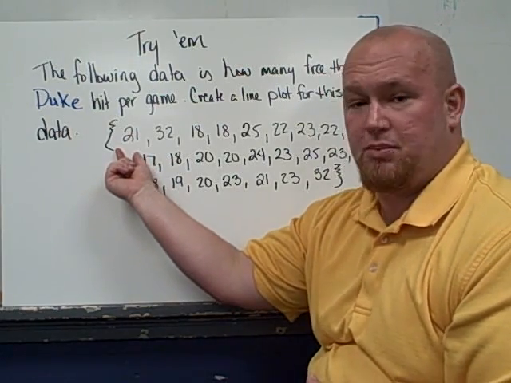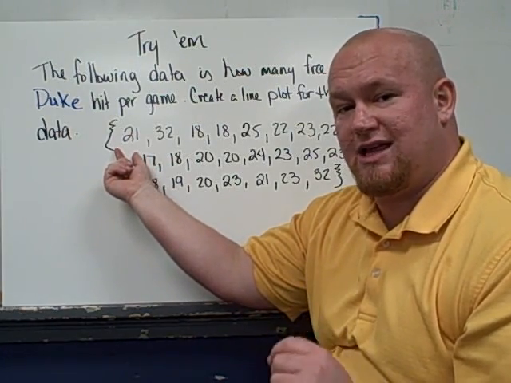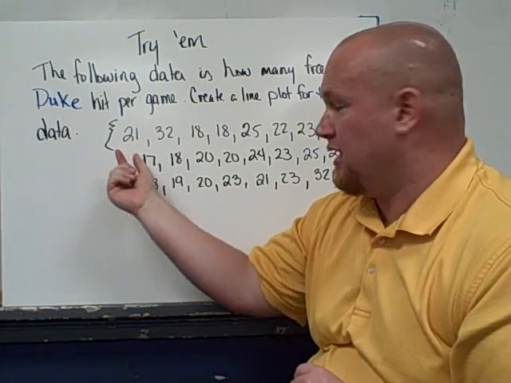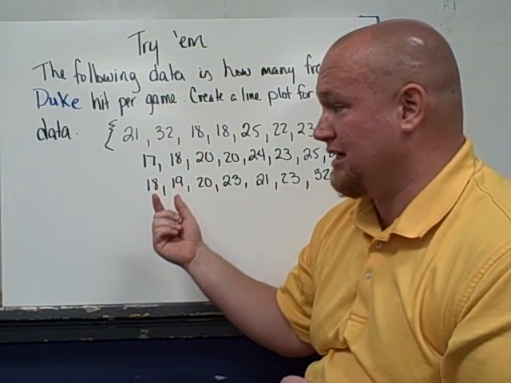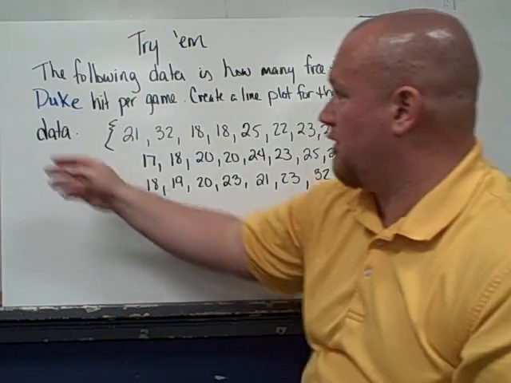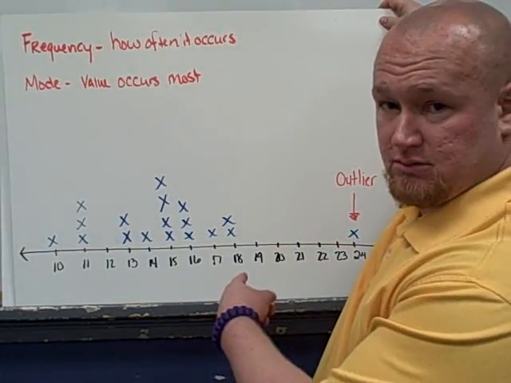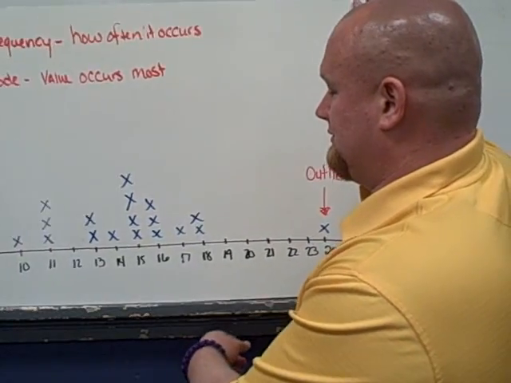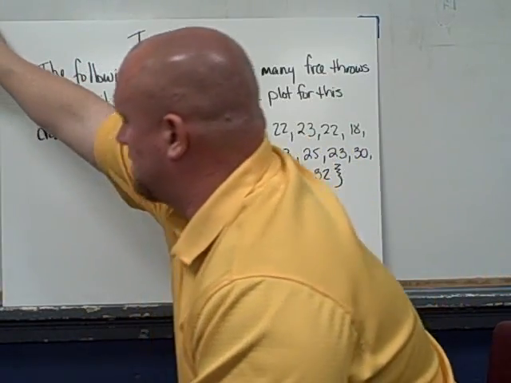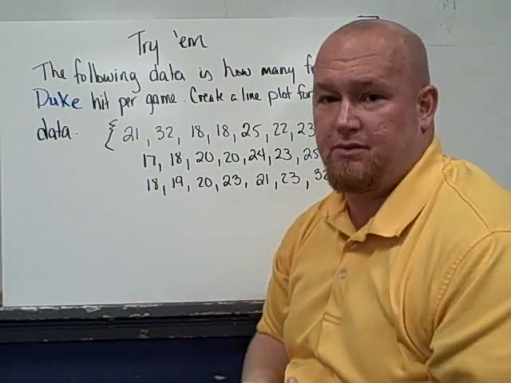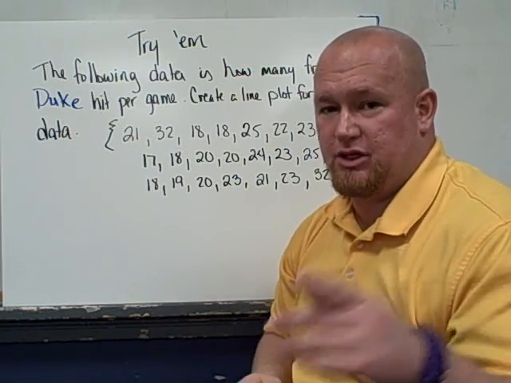Each one of these values represents the number of free throws they hit in that game. Even though you might have numbers like 18 or 20 multiple times, you need to include each value as a separate X. Okay? Write the entire problem out. Make me a line plot. We're going to check it tomorrow.